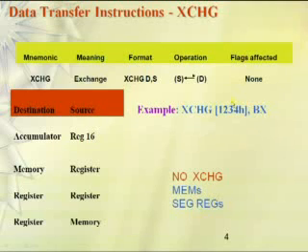You can see one example here: XCHG, brackets 1234H comma BX. What happens after execution of this instruction? Whatever content is present in the 1234 location gets copied into BX, and the contents of BX get copied into the 1234 location. So it performs an exchange operation between this memory location and BX.